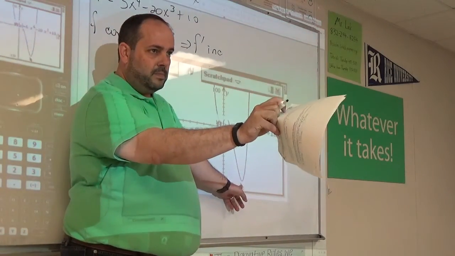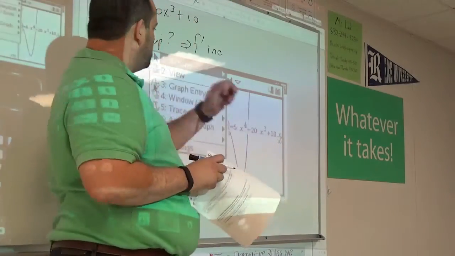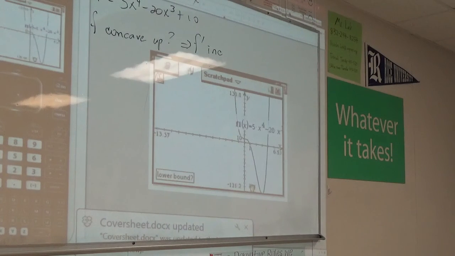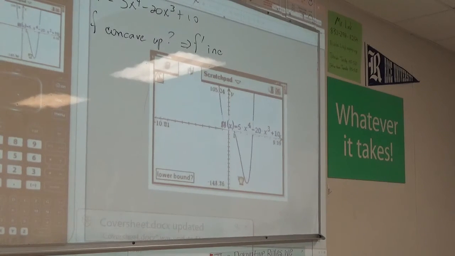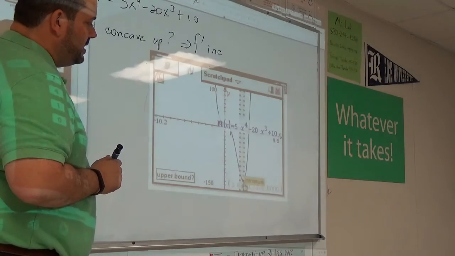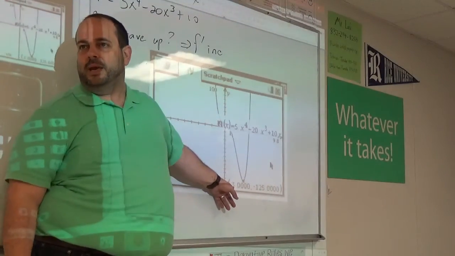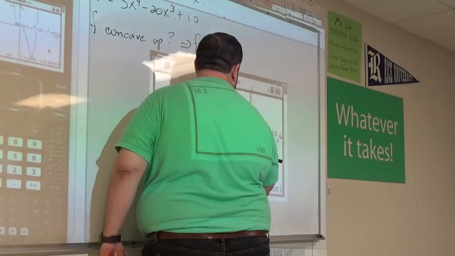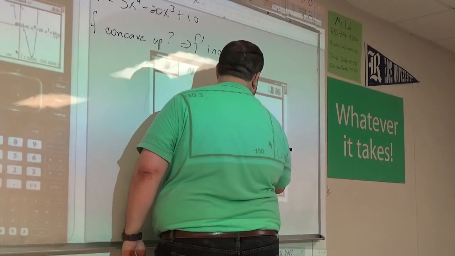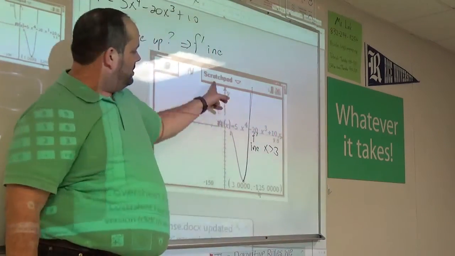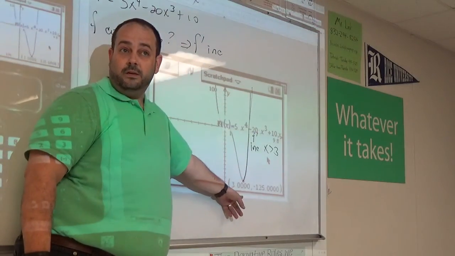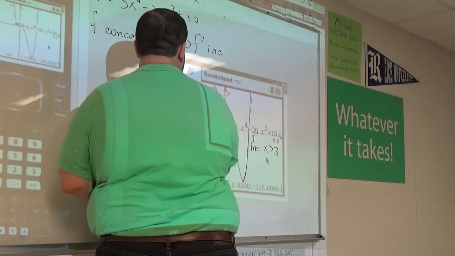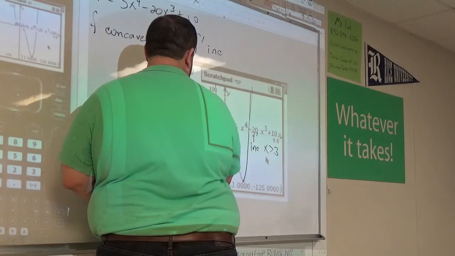Do you guys know how to find the minimum? Martier, do you know how to find the minimum? So it's menu, analyze graph, minimum. Go a little bit to the left. Little to the, there you go. Little to the right. It looks like I've got a minimum at x equals 3. And it looks to me like this graph is increasing, so f prime is increasing for x greater than 3. Before I get to 3, decreasing all the way. So f prime is decreasing for x less than 3.